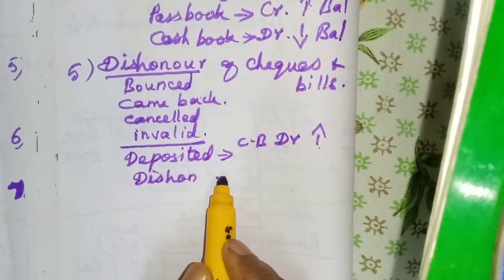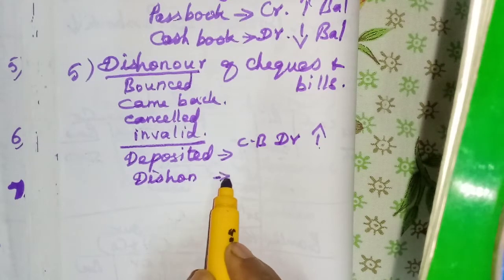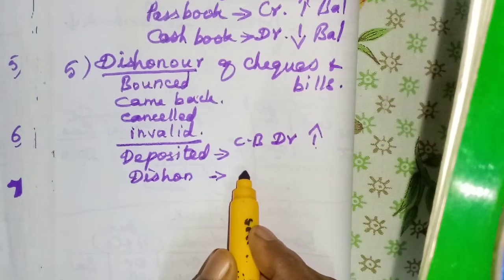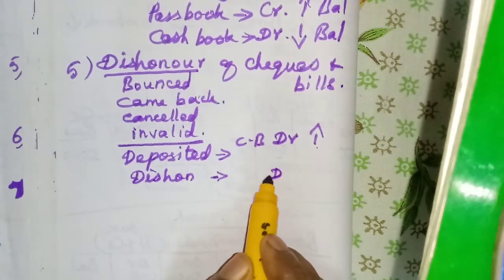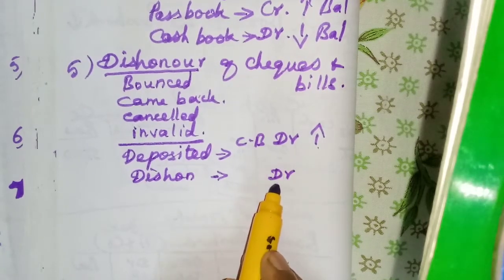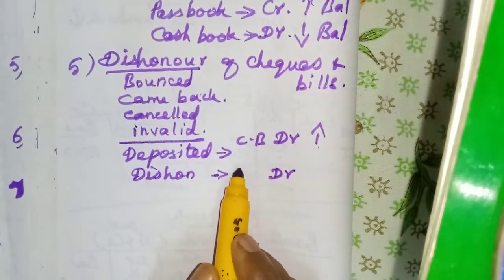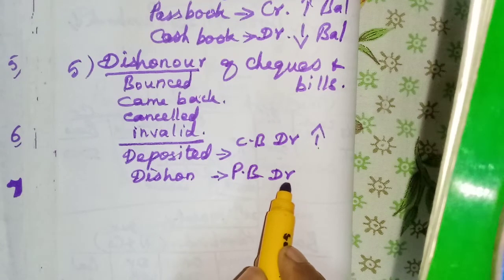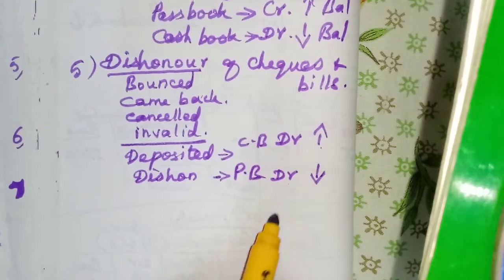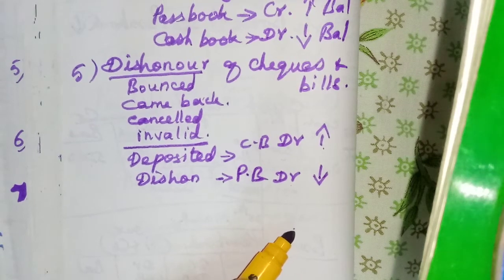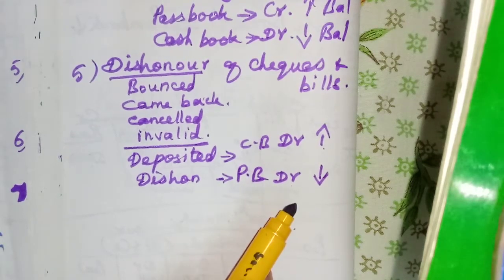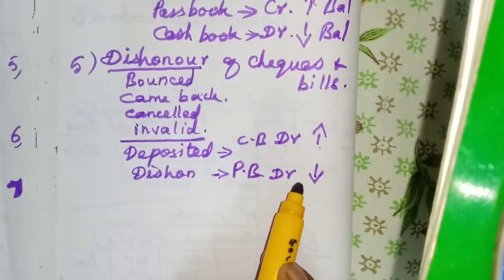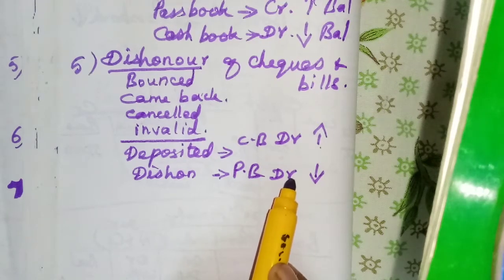When it came back without being honored, when the check bounced, what will they do? They will debit the account, instead of crediting. They are debiting the bank statement, the passbook. When they debit, what will happen? The bank balance will get reduced. Debit means the amount will get reduced, isn't it? Only credit will increase it.